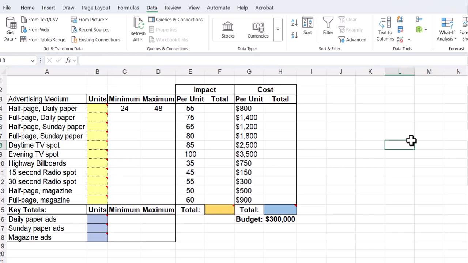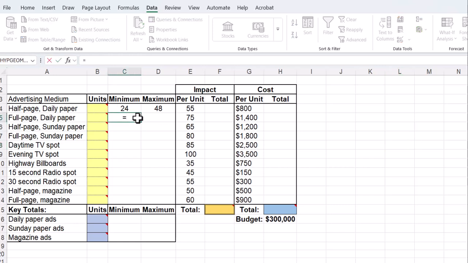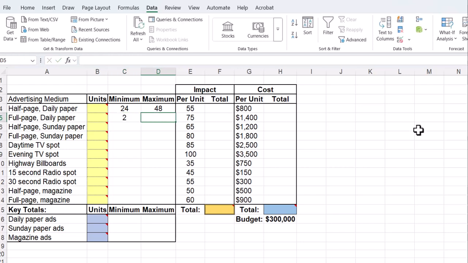We also know that she wants to run a minimum of 1 full-page ad in the daily version of both papers just on the week before the vote. So that gives me, for my minimum, is that she wants to run 1 full-page ad in the daily version of the paper, just 1 time. So that's a minimum of 2 full-page ads.